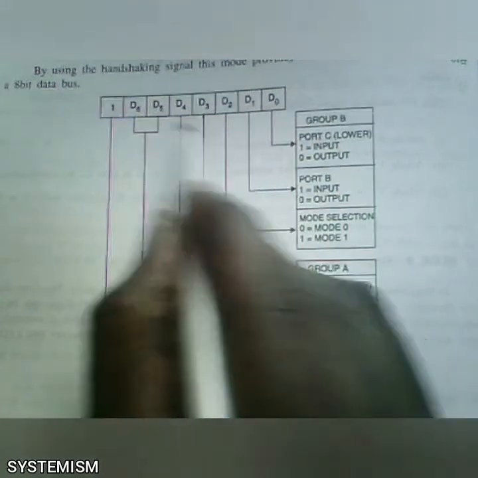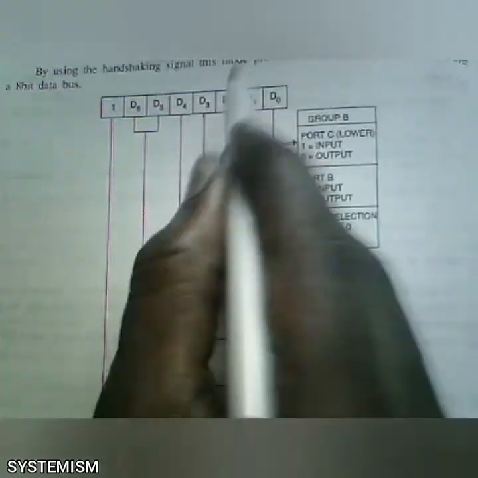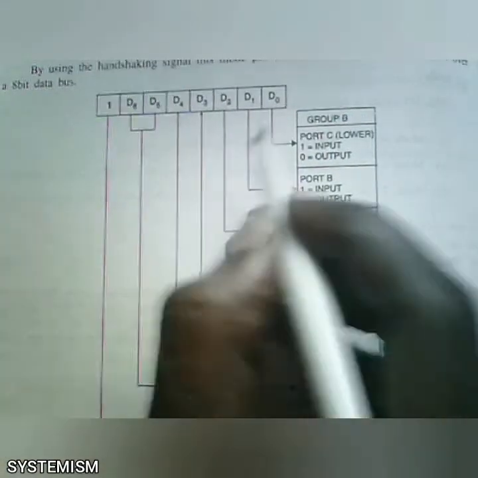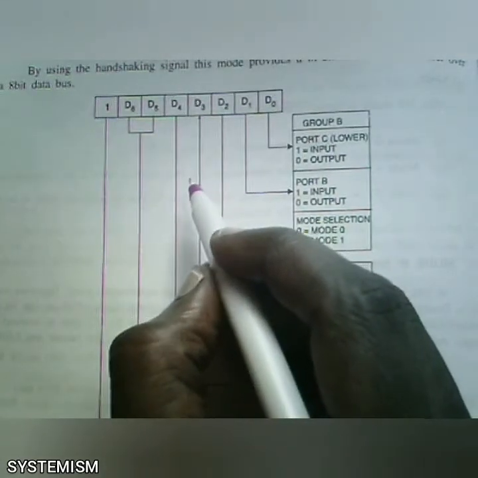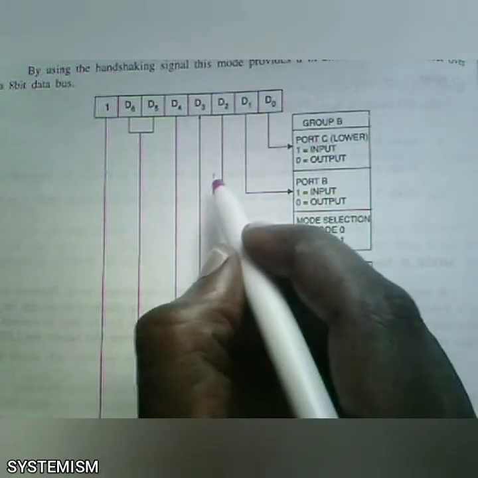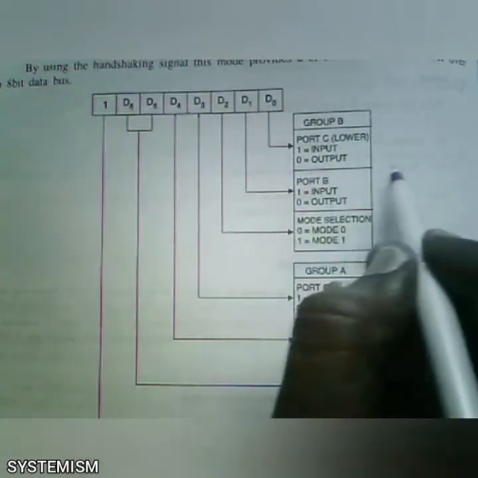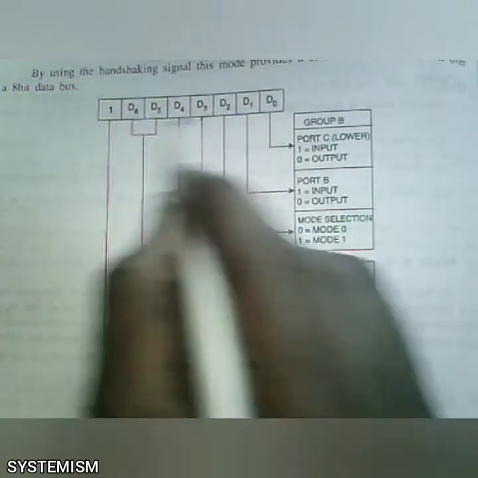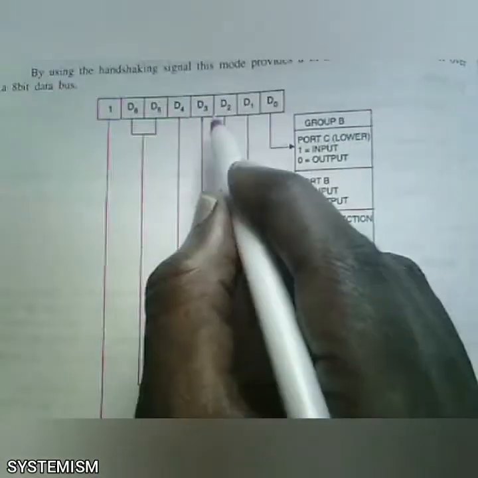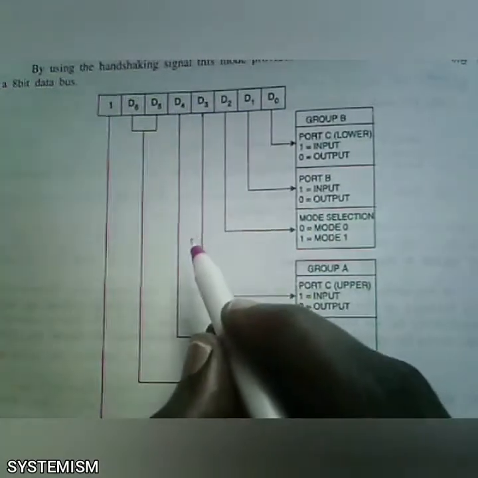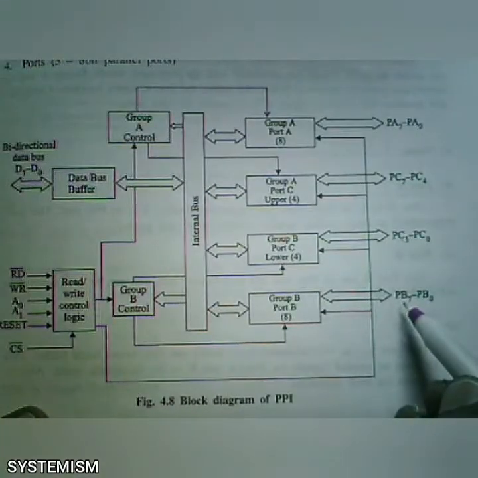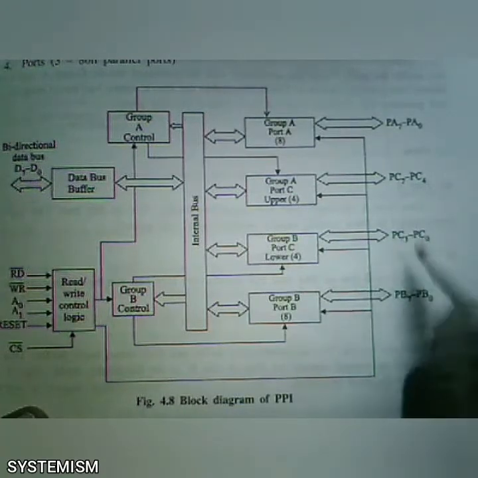After writing this command, you have to send this data to the command register, that is, the control register that we have seen at the first. If A1 and A0 are 1 1, then you have the command register. You have to write this according to what you want and transmit this data to that command register. Normally, if I say I want port A as an input port, port B as an output port, and port C as an input port.